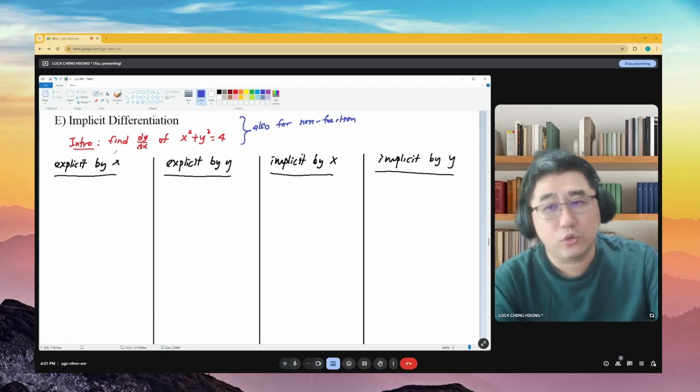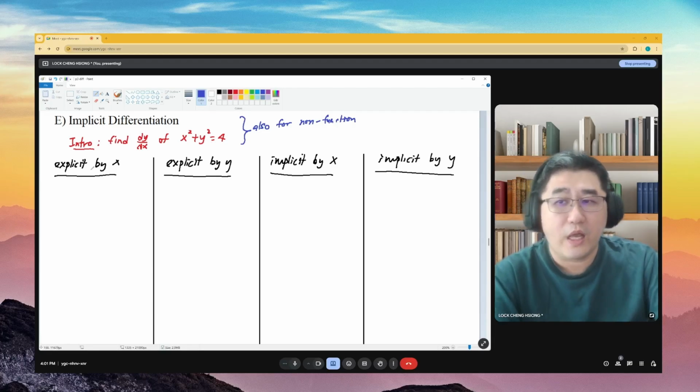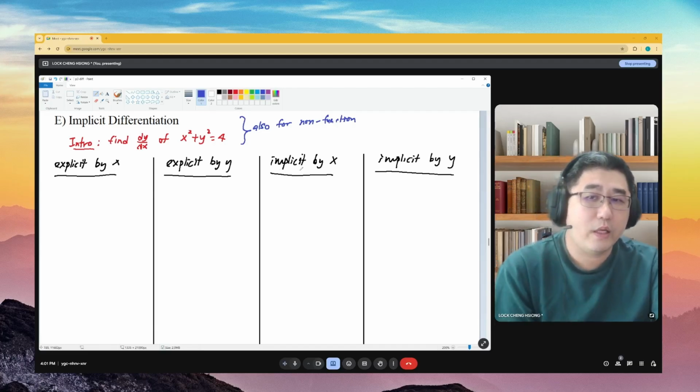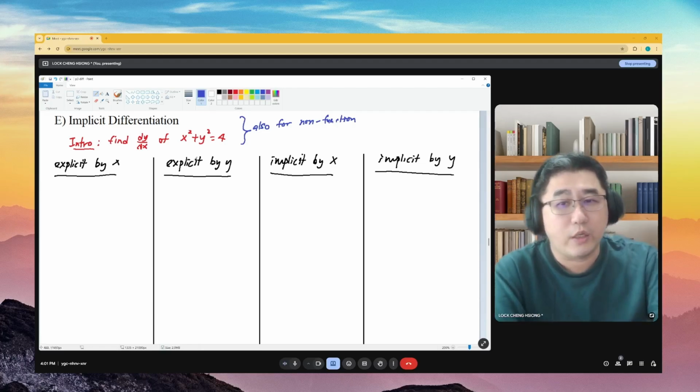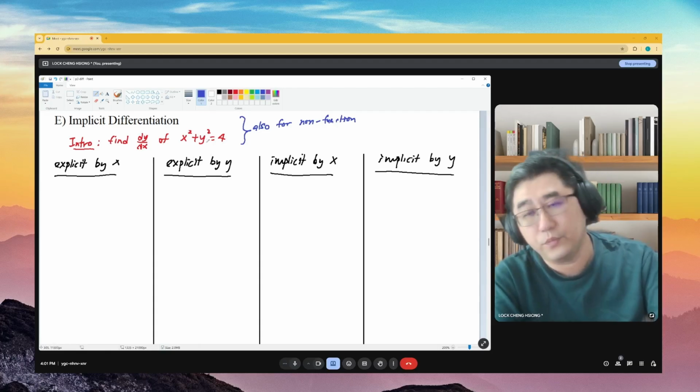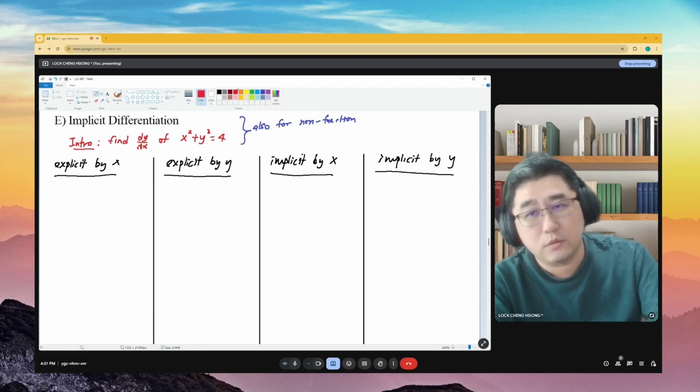So I have 4 columns here: explicit by x, implicit by y, implicit by x, implicit by y. Of course, at the moment you have no idea what I'm talking about. But my objective is to find dy/dx for the equation x squared plus y squared equals 4.